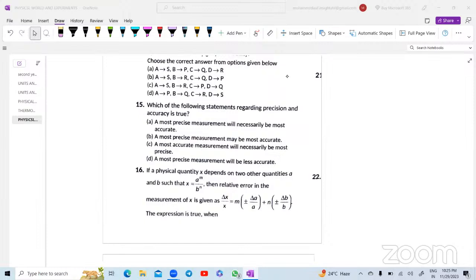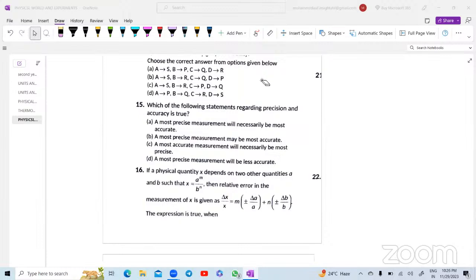So what is the best option I can write for that one? The most precise measurement will necessarily be the most accurate. Most precise measurement may be most accurate. A most accurate measurement will necessarily be most precise. Most precise measurement will be less accurate. There are 110% chances of making a mistake in this problem. If this comes in your examination hall tomorrow, I can say that 98% of students will write a wrong answer, unless you have a clear cut idea about your definitions.